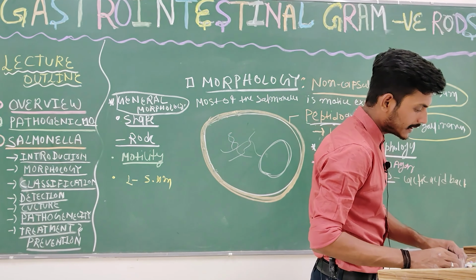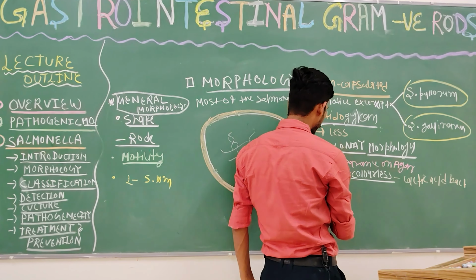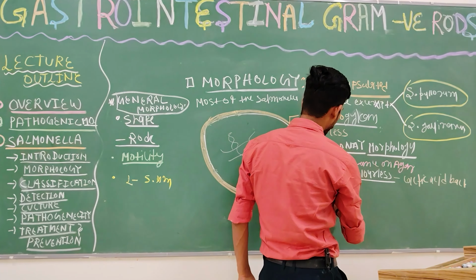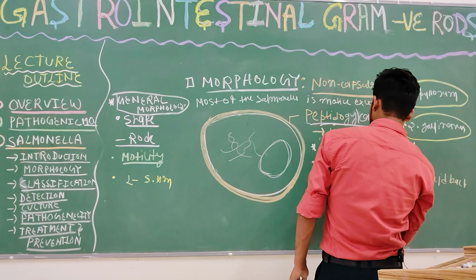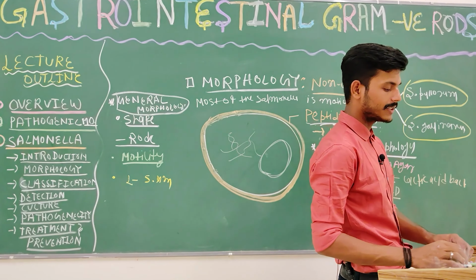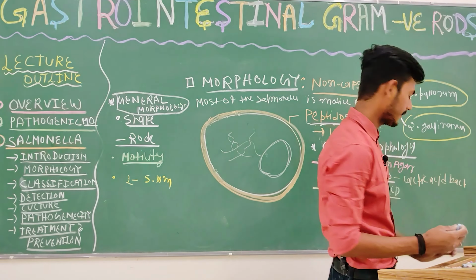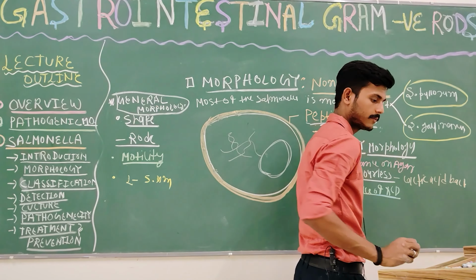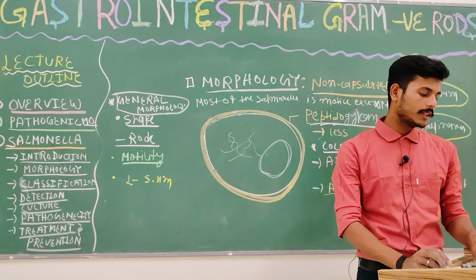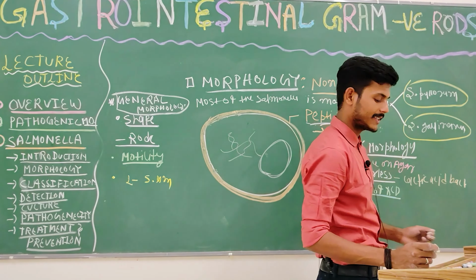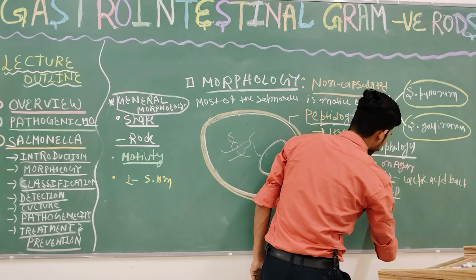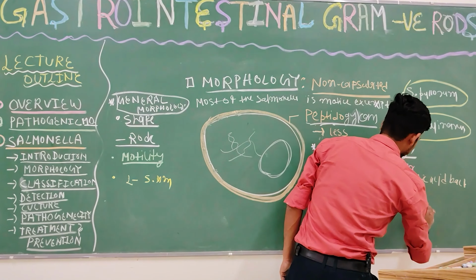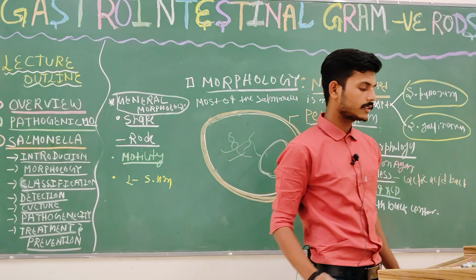No problem. Now, another colony which we are seeing is the appearance on XLD. Now, what does XLD mean? XLD stands for xylose lysine deoxycholate agar. Okay, you should write the full name. Once again, I'm saying write down xylose lysine deoxycholate agar. In this agar, it appears red with a black center. Red with the black center. The bacterium appears red with a black center. Got the points? No problem.